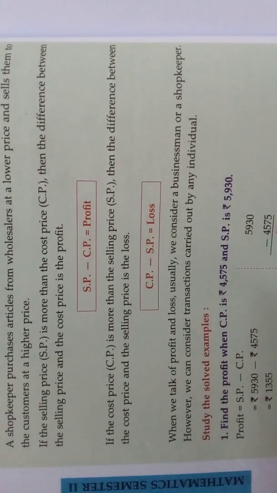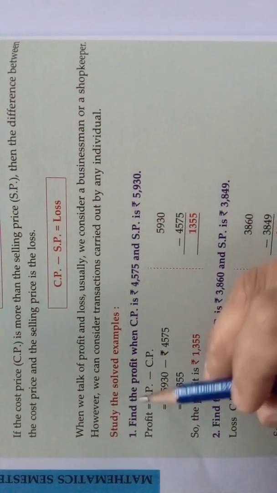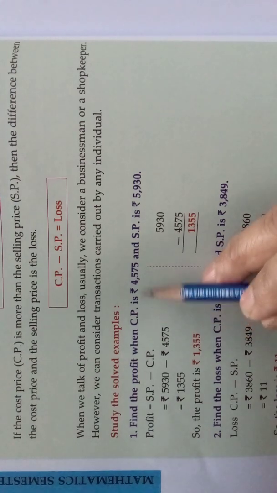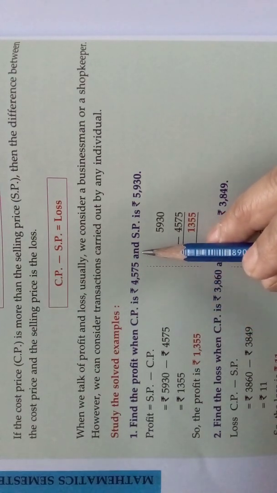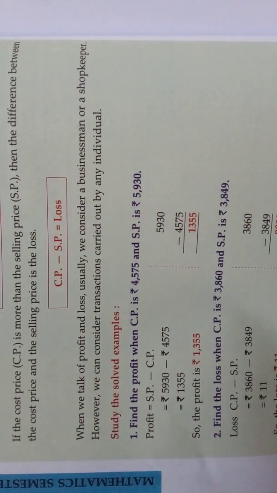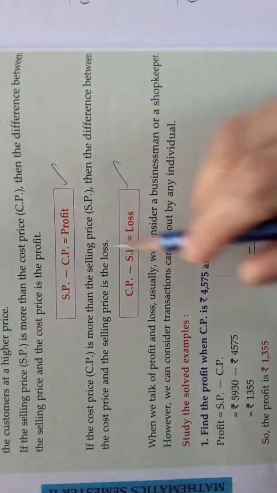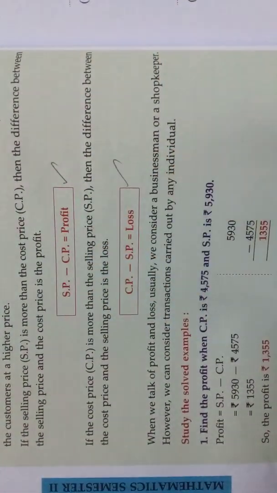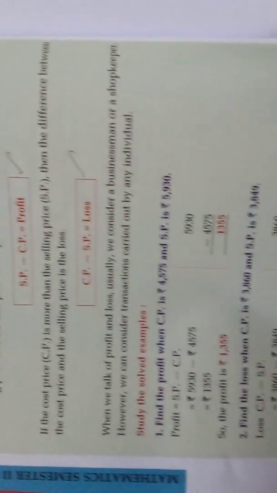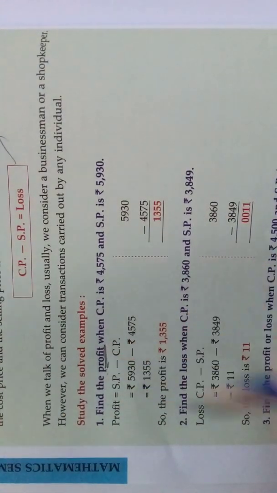Come, we will see the sums related to this profit and loss. See here, come, we will see the example. Find the profit when the cost price is rupees 4,575 and the selling price is rupees 5,930. You should know the formulas. These two formulas are very important. Selling price minus cost price is profit, and cost price minus selling price is loss. So what are they asking? Profit. We want to find the profit.